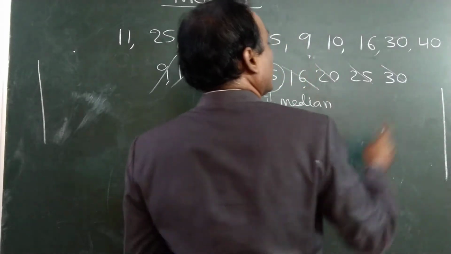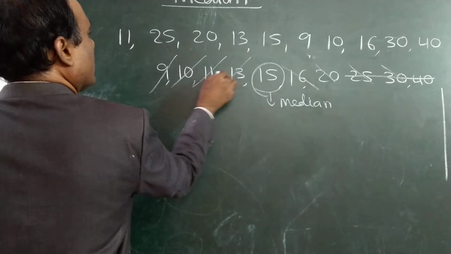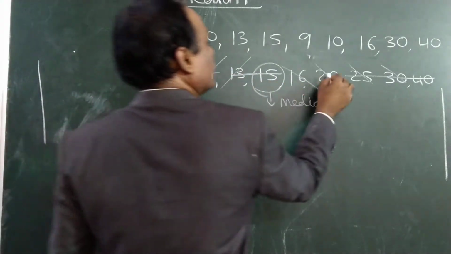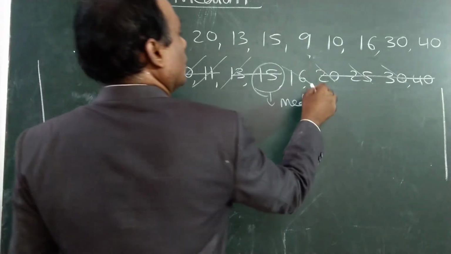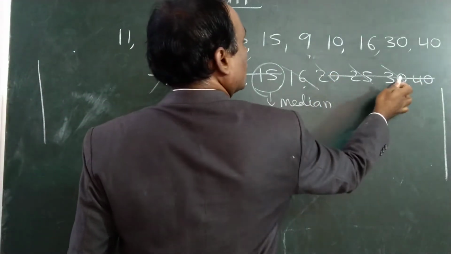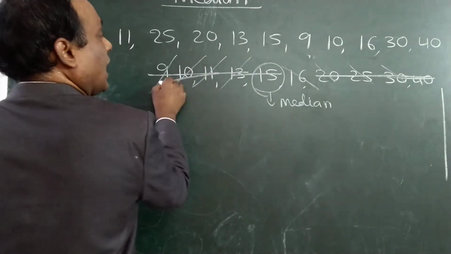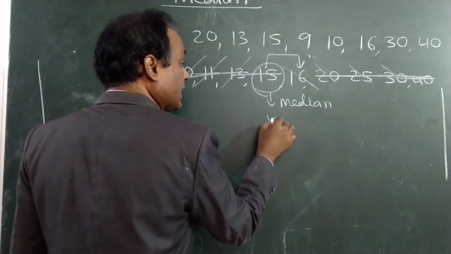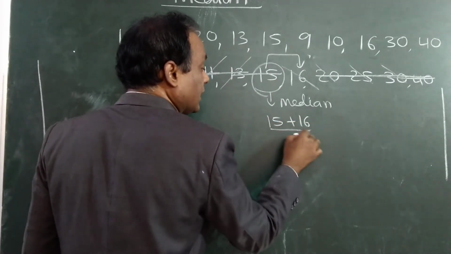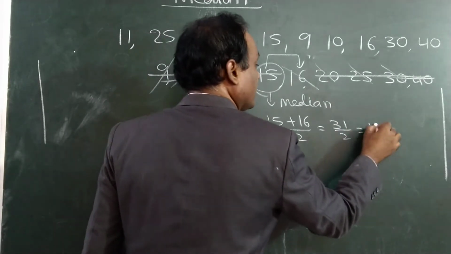In this case, we write 40 also, then three numbers, two numbers, so total 1, 2, 3, 4. Let us remove this 4. 1, 2, 3, 4. We got two middle numbers. In this case, median is the average of these two middle numbers. So 31 by 2, which is nothing but 15.5.